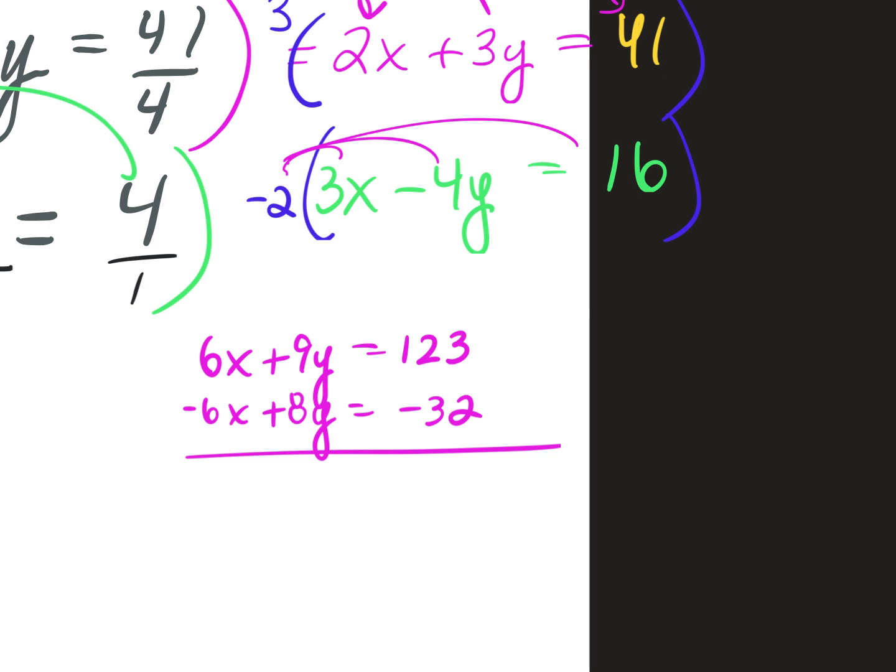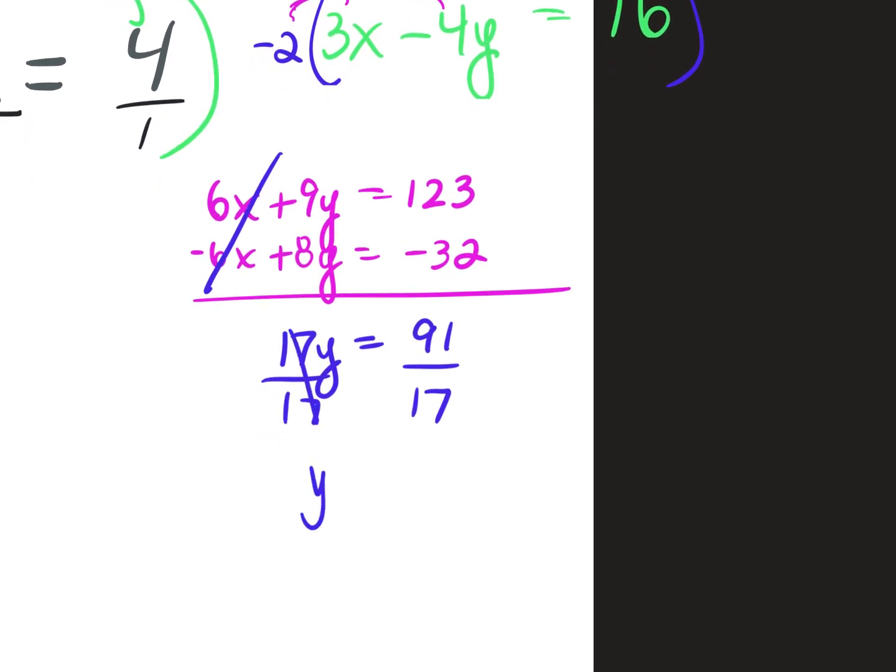Now with elimination, once you create that coefficient that is the same number but opposite signs, when you combine, what happens to them? They cancel out. So what do I cancel out here? 6x and negative 6x? Okay. Then add down. What's 9 and 8? 17y equals, what's 123 minus 32? 91. All right, and then divide both sides by 17.